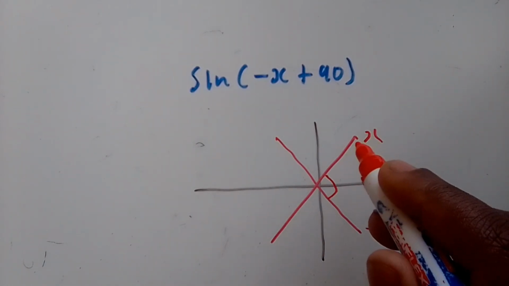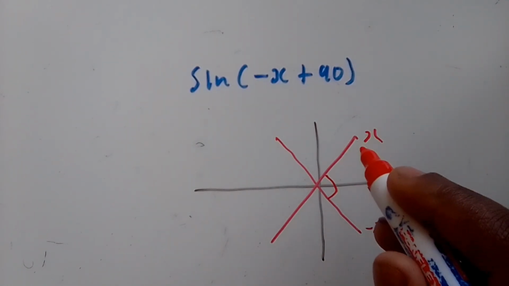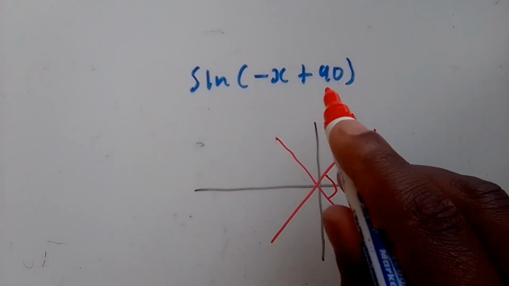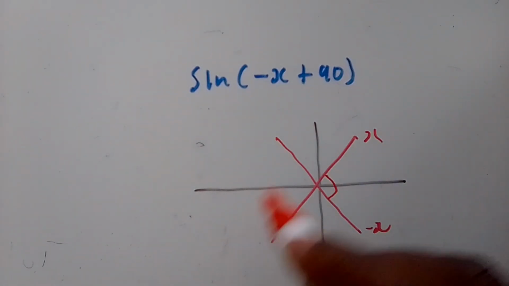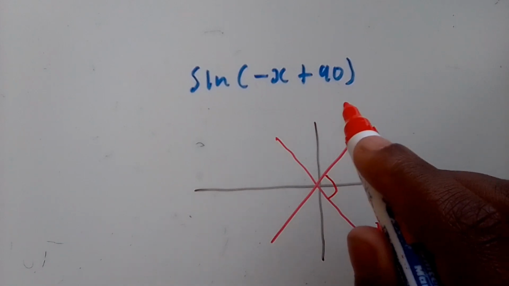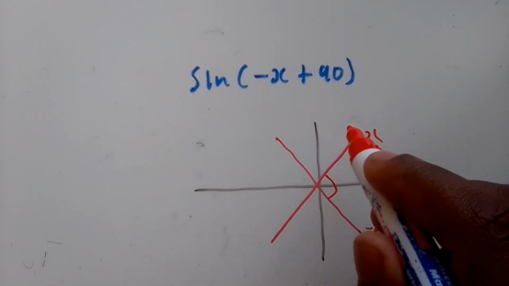So here, is sine positive or negative? Sine is positive. But now, whenever there is a 90 or a 270, it's going to change to cos. Because it was sine, it has to change to cos. So sine here was positive.